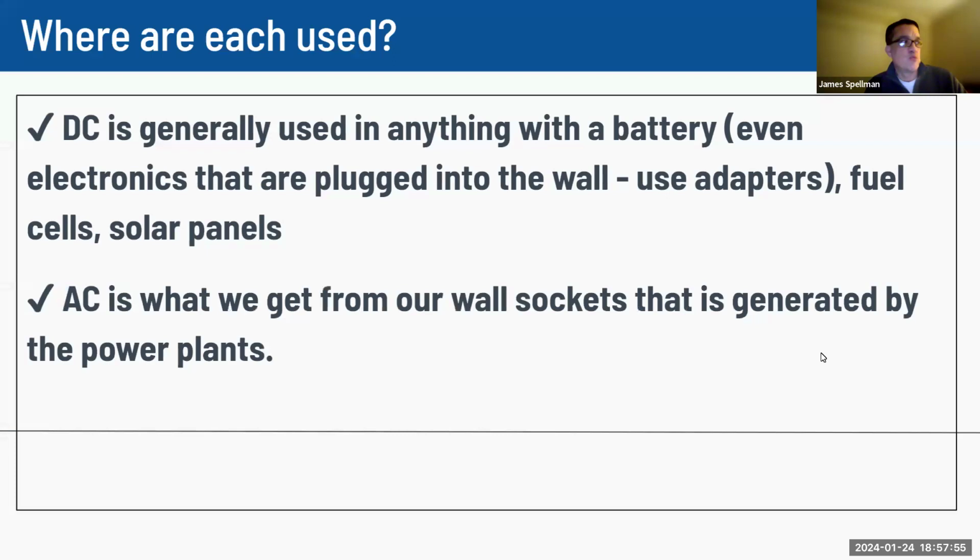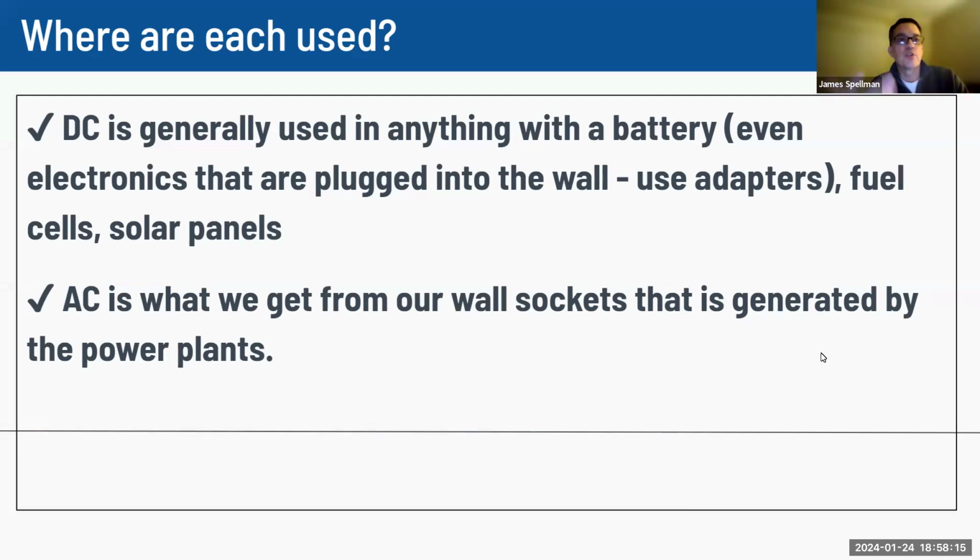Alternating current, when we plug something into the wall, that's alternating current. Again, a lot of the things that we actually use when we plug into the wall have some kind of device to it that changes that alternating current into a direct current, so that there is this slow, steady, constant electricity that's running through it.